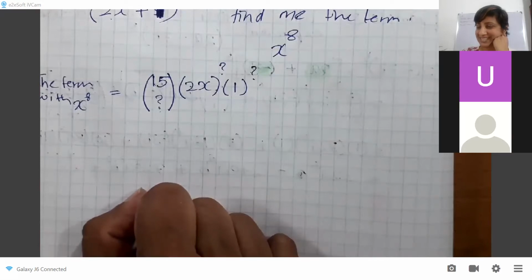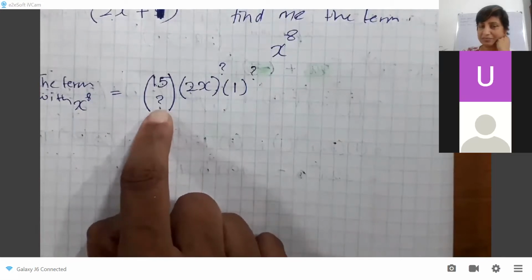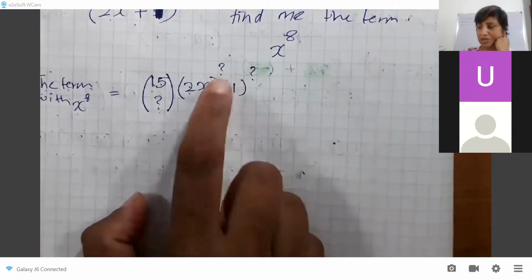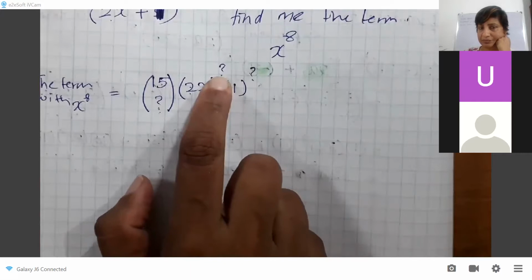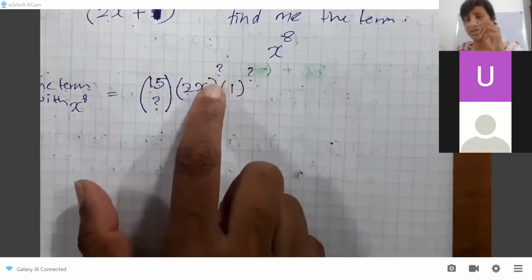Teacher, can you say 15 choose 7? Wait, now how do you know this is 7? Because 15 minus 7 gives 8. So 8 comes to 2x to the power 8. Why should that be 8? Because you should find x to the power 8. So let's begin there.